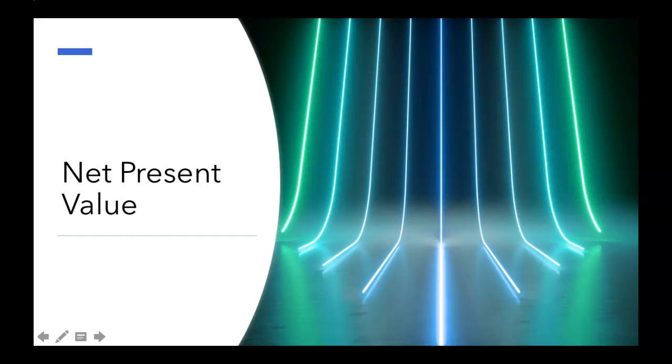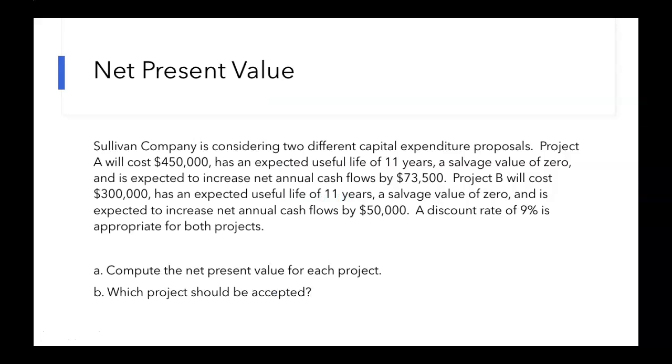Let's review net present value. So this example problem says Sullivan Company is considering two different capital expenditure proposals. Project A will cost $450,000. It has an expected useful life of 11 years, a salvage value of 0, and is expected to increase net annual cash flows by $73,500.